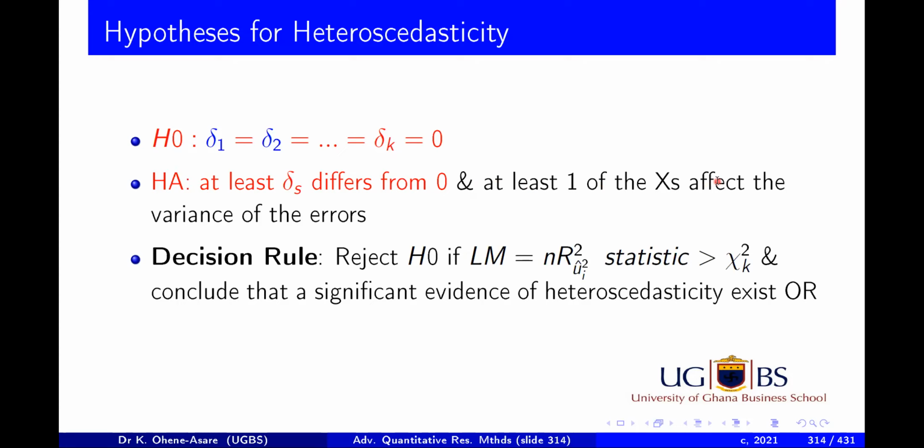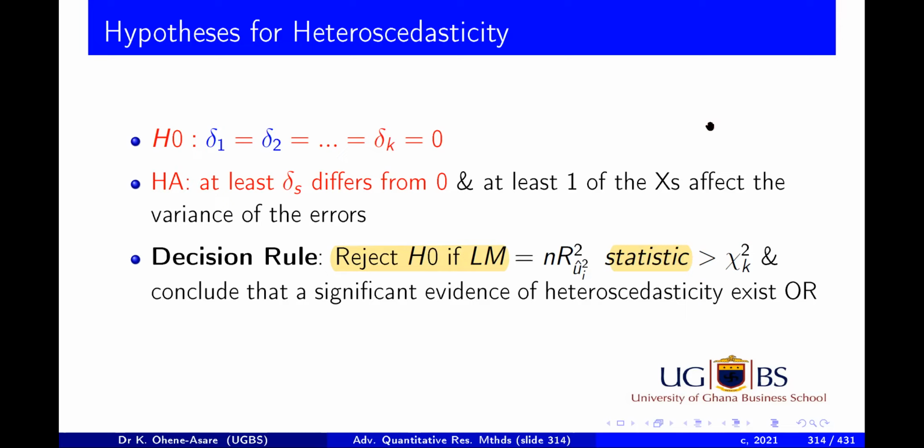What is the decision? Well, all of those things are theory, but the most important one is the decision. You reject the null hypothesis only if the test statistic is greater than the critical value. This is a parametric test. And by the way, for your information, for all parametric tests, whenever the test statistic exceeds the critical value, you reject the null hypothesis.